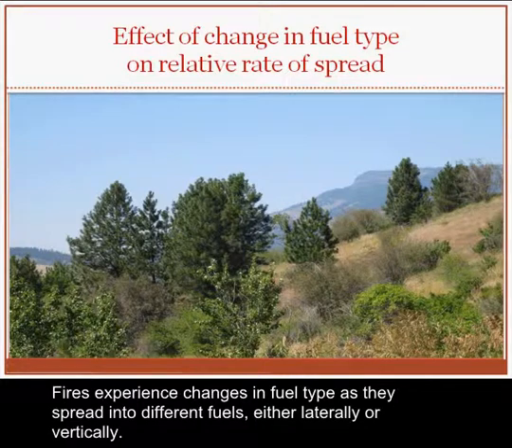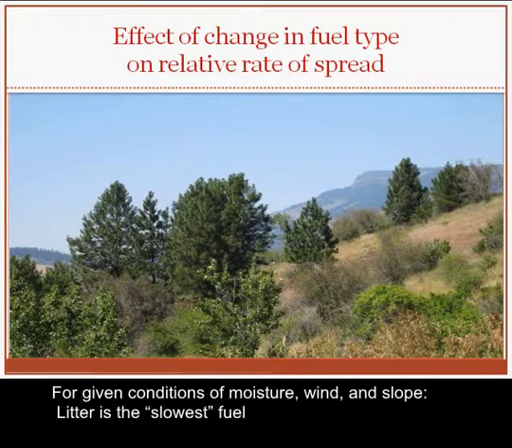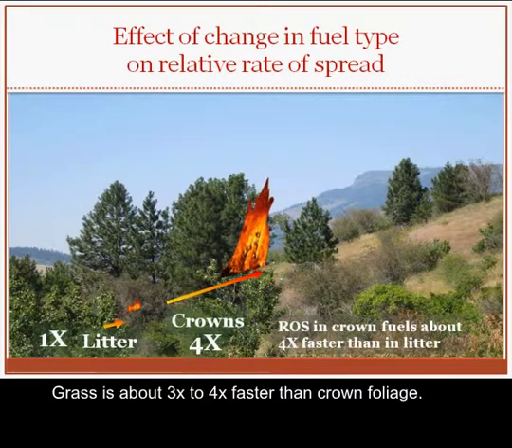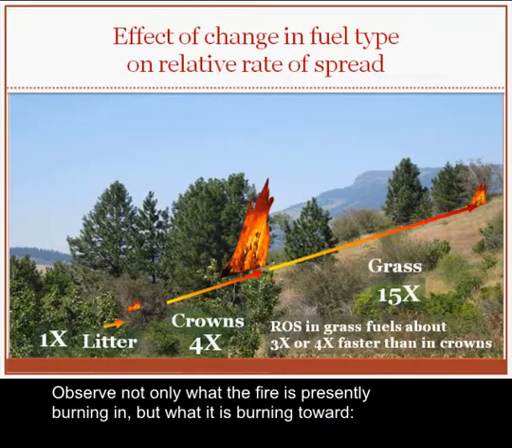Fires experience changes in fuel type as they spread into different fuels, either laterally or vertically. Each broad fuel type, litter, crown, or grass, has a rate of spread range that is distinct from the others. For given conditions of moisture, wind, and slope, litter is the slowest fuel, crown foliage is about 4 times faster than litter, grass is about 3 times to 4 times faster than crown foliage.